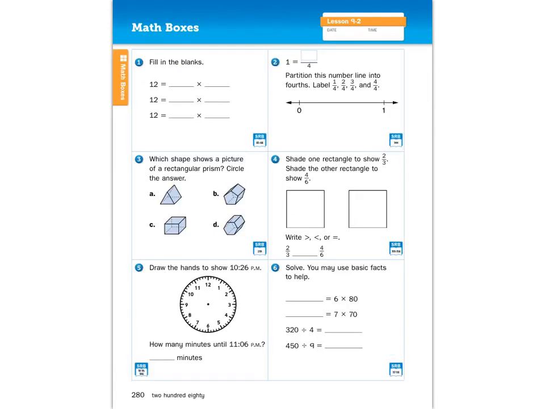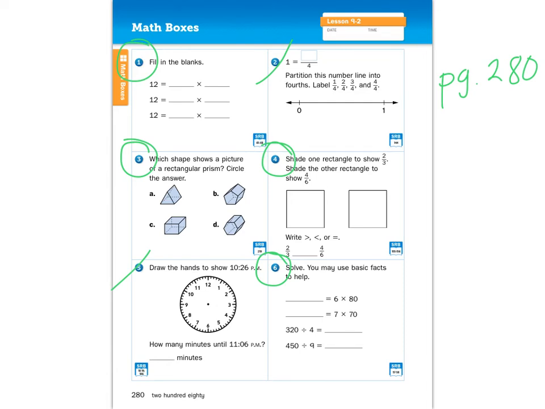We're going to do some math box pages today. This is page 280, which is just the next page. But today, we are not going to do all of the math boxes. So let me look and see what ones I wanted you to do again. All right, so today we're going to do number 1, number 3, number 4, and number 6. So you may skip 2 and 5. Unless you'd like to do them, go for it.